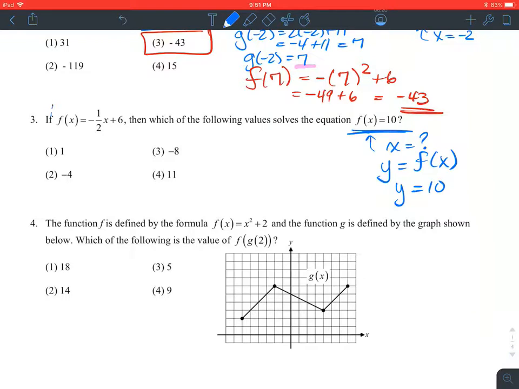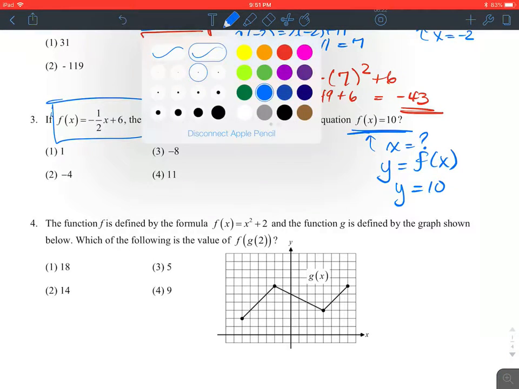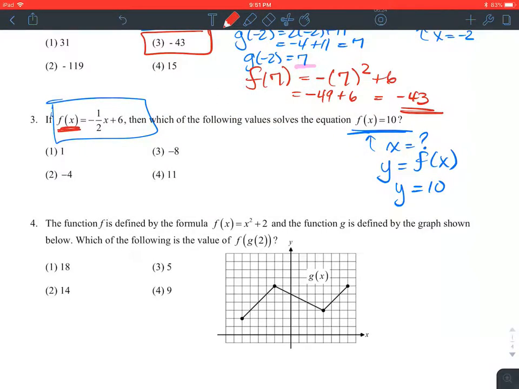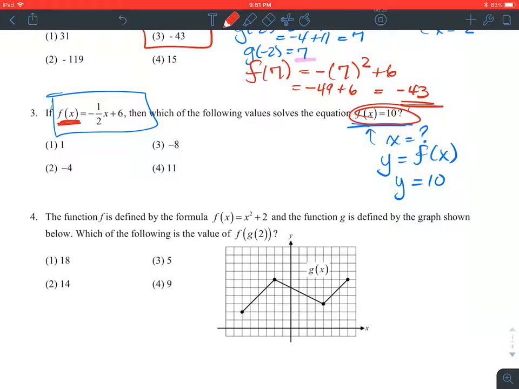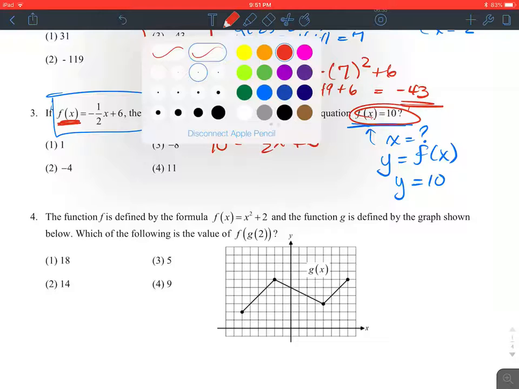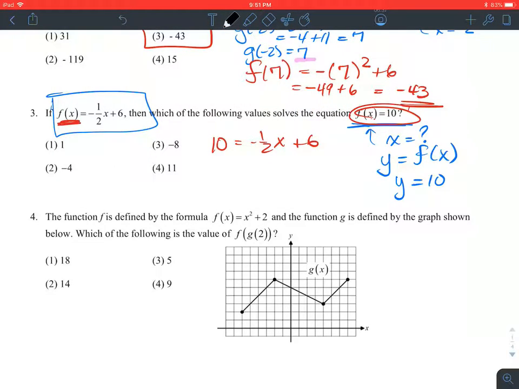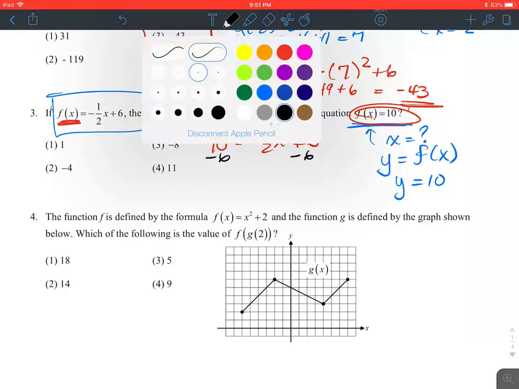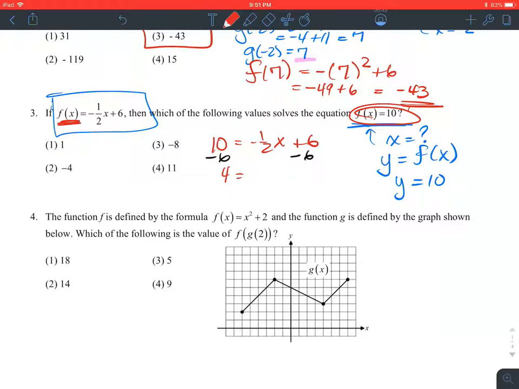So I have this definition of the function. I just replace f of x with 10 as this statement explains, and I'm going to be able to solve this equation. I just need to get x by itself. So both sides are simplified. I get the term with the variable by itself. I have that 4 equals -1/2 x.